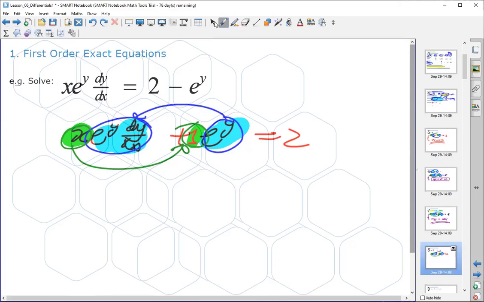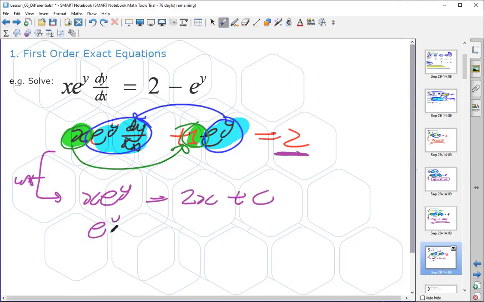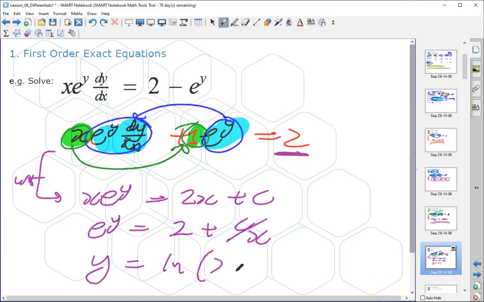And so what's my answer still, Joanna? x e to the y. And on the other side? It would be 0. Integrating it? Oh, integrate to 2x. And so e to the y equals 2 plus c over x. And then y equals ln of 2 plus c over x. I don't know if it's necessary to do the ln there, but I've done it anyway.